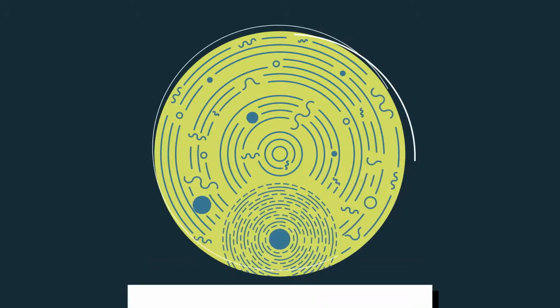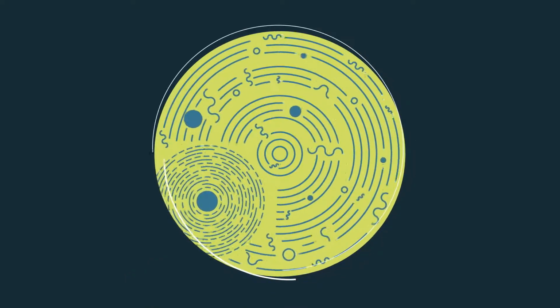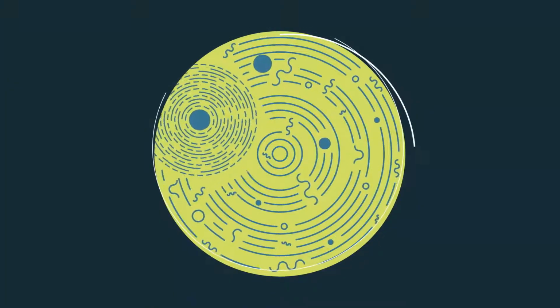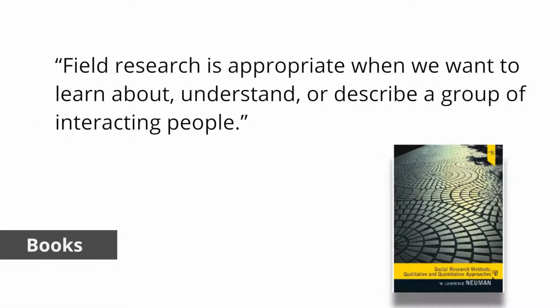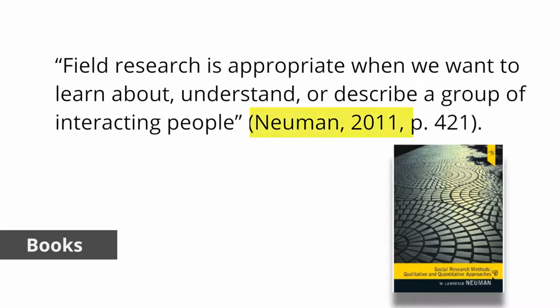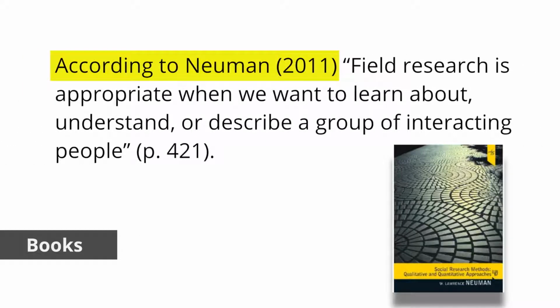Let's have a look at a few examples of sources you commonly will use in your research and how to cite them. Let's start with books. In the text of your research paper, you should always cite the source of information by including the author's last name and year of publication in parentheses. If you are quoting word for word, you must also include the page number. You can also use a signal phrase such as, according to Newman, 2011, field research is appropriate when.